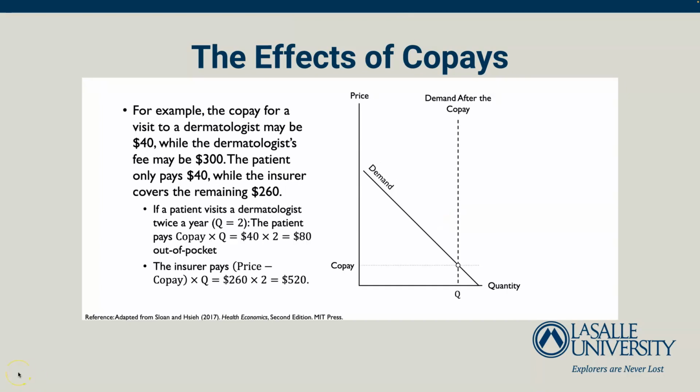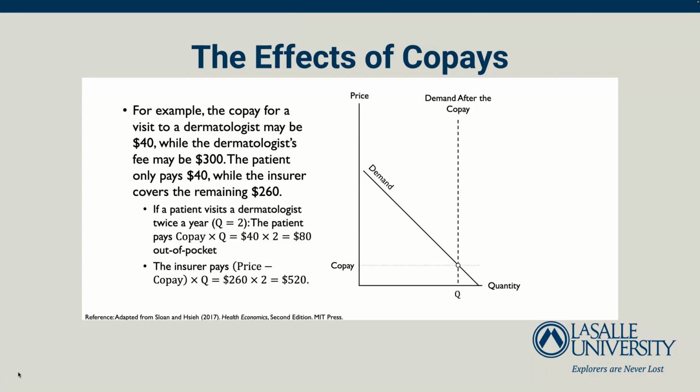As an example, the copay for a visit to a dermatologist may be $40. While the dermatologist fee may be $300, the patient only pays $40 and doesn't actually see the dermatologist fee of $300, and the insurance will cover the remaining $260.